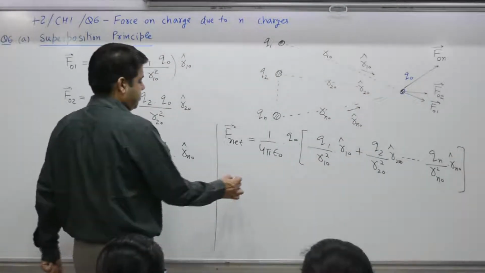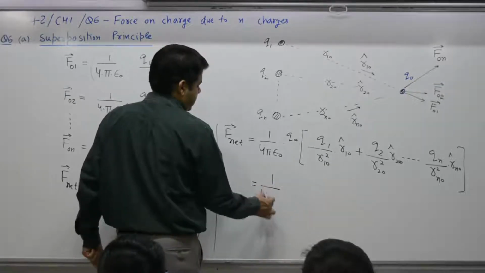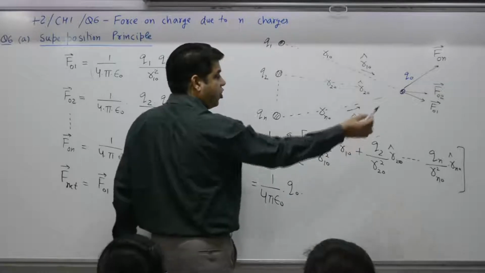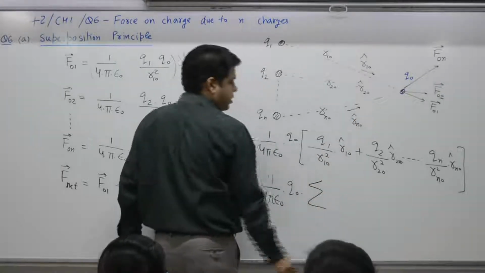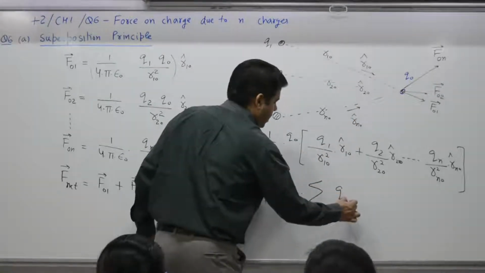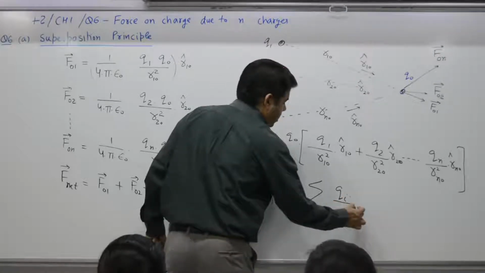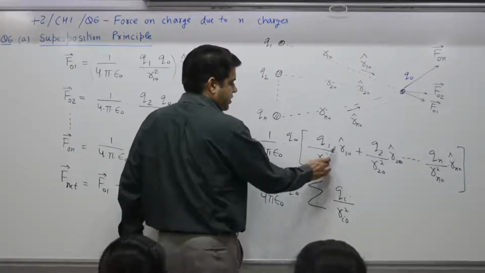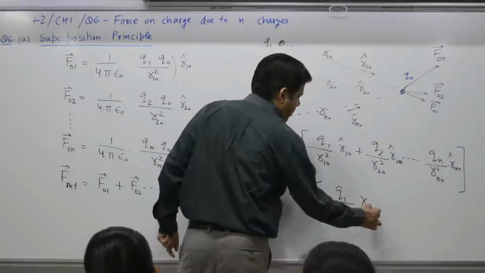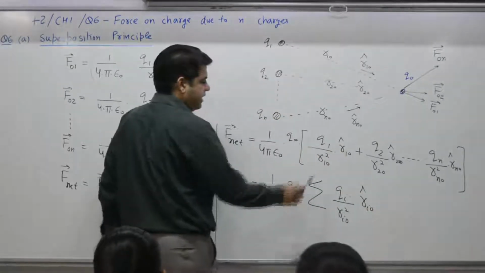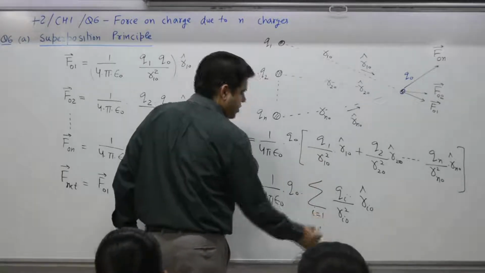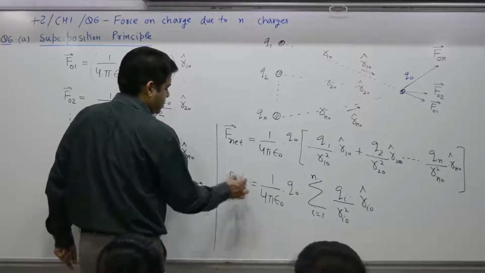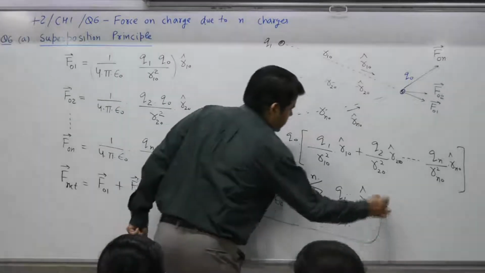And mathematically, if you want to write it, you can write it like this also. It is the sum of all Qi over Ri naught square, Ri naught vector, where i varies from 1 to n. This is the mathematical expression you can write.